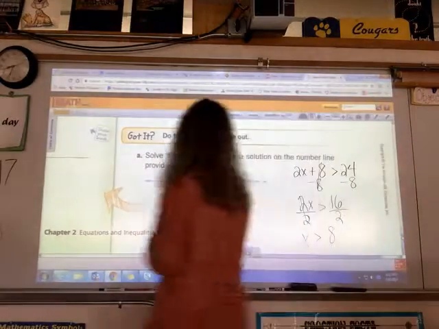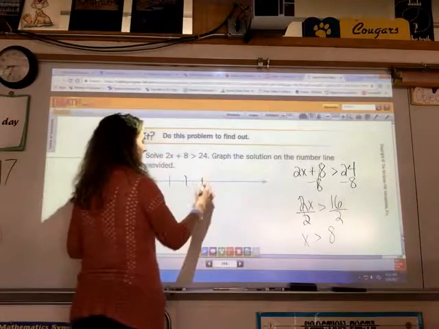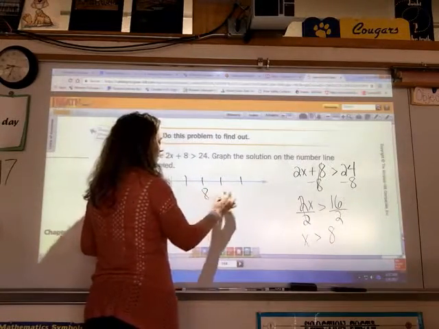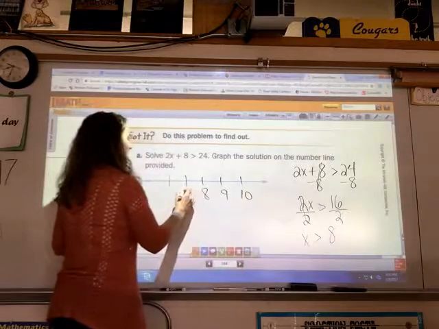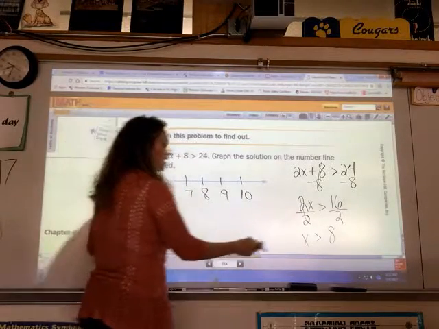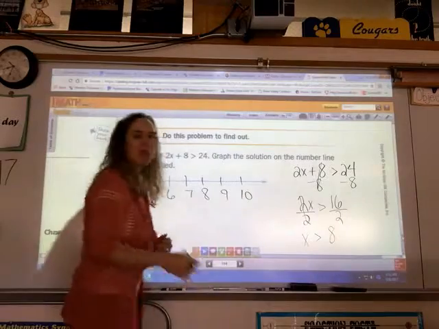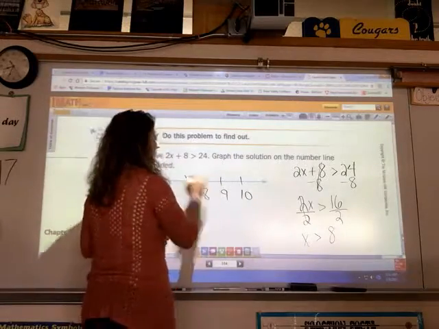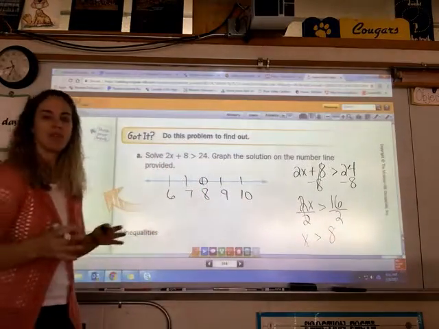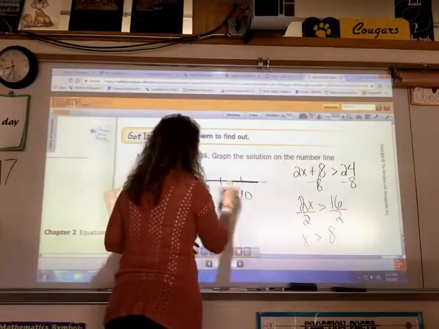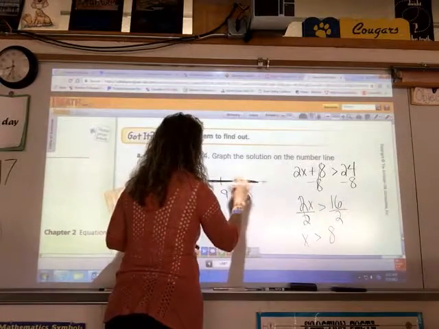Now, let's take a look. I'm going to go ahead and graph this. Put 8 in the middle, 9, 10, 7, 6. X is greater than 8. I'm not including 8, so it's going to be an open circle. And numbers that would be greater than 8 would be graphed to the right. I'm going to darken it to the right.